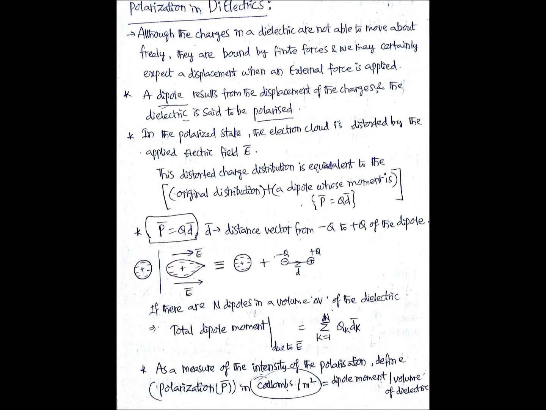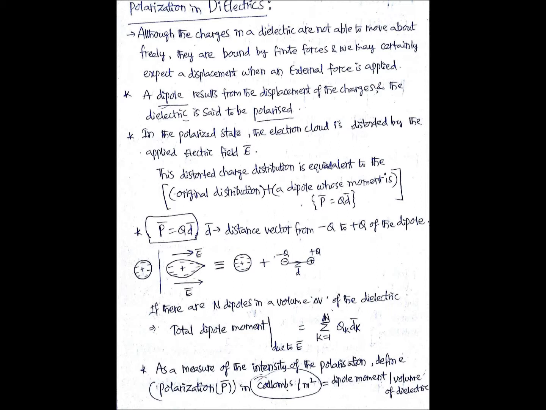If there are, let us say, N dipoles in a volume delta v of the dielectric, then the total dipole moment due to the applied electric field E bar is the sum over k equals 1 to N of q k d k bar. Of course, for N dipoles you need to add all the dipole moments.